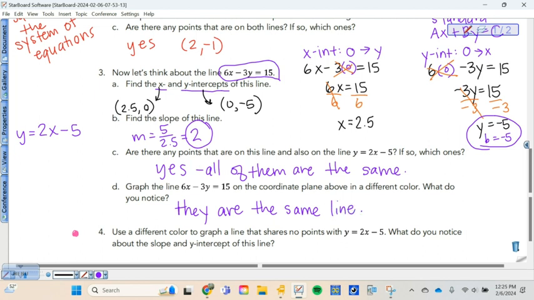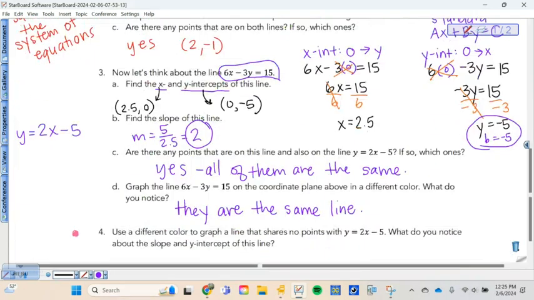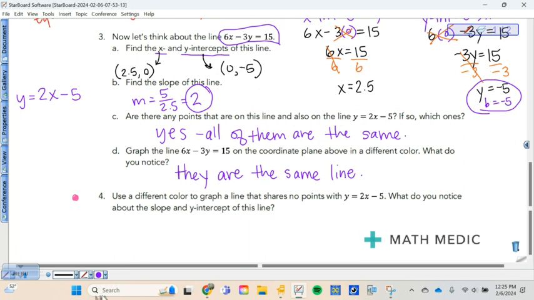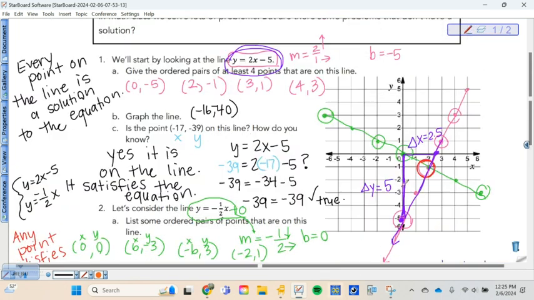They're the same line. Okay. For number 4, I meant to have you use colored pencils on this, but you get a colored pencil now. You're going to draw one more line on your graph that shares no points with y equals 2x minus 5. So you want to draw a line that doesn't share any points with that pink purple line. Draw a line that doesn't share any points at all.